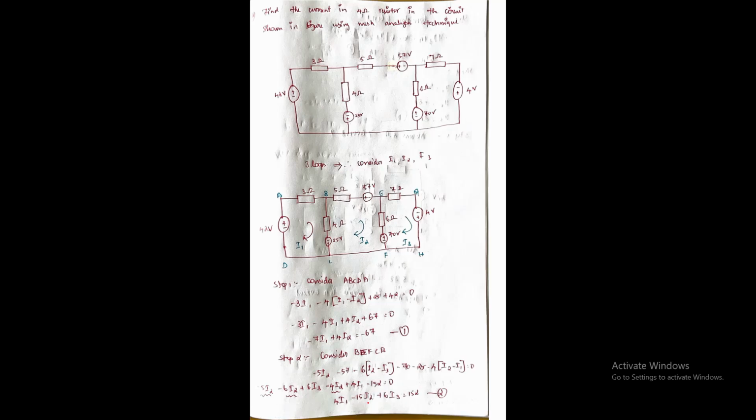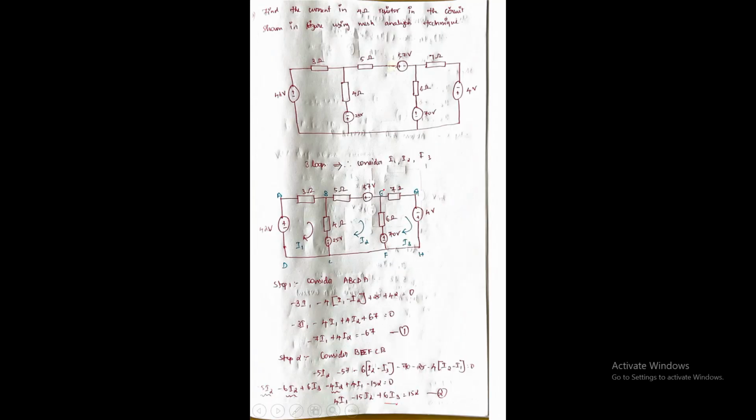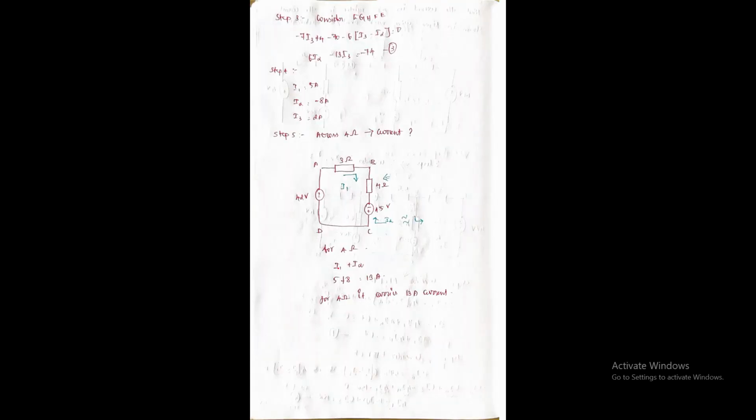4i1 minus i2 and plus 6i3 equal to 152. So this is the equation number 2. And following that, for the loop 3, the loop 3 is what? E, G, H, F and E. This is the loop number 3. So for this loop number 3, after simplifying, we got the equation as 6i2 minus 13i3 equal to minus 74. It shows us the equation number 3.